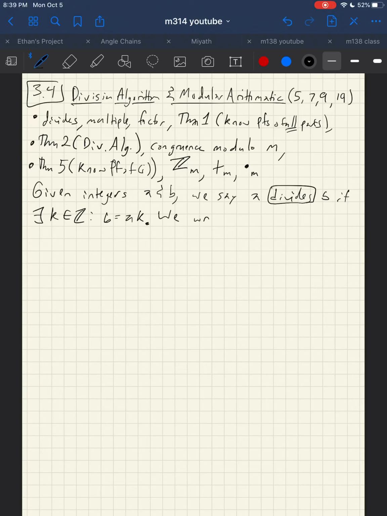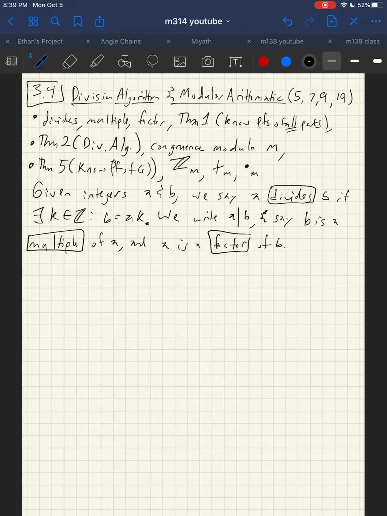All right, so now if a divides b, we write a vertical bar b, and say b is a multiple of a, and this is something that you've almost certainly heard before. And a is a factor of b. So these are, again, things that you've almost certainly heard before.